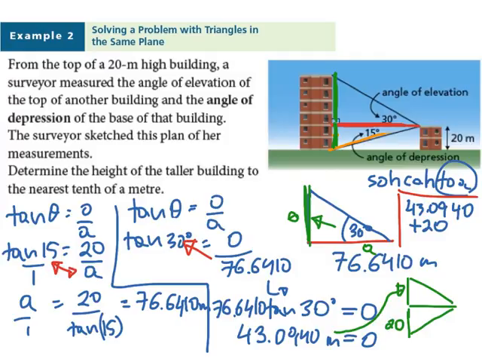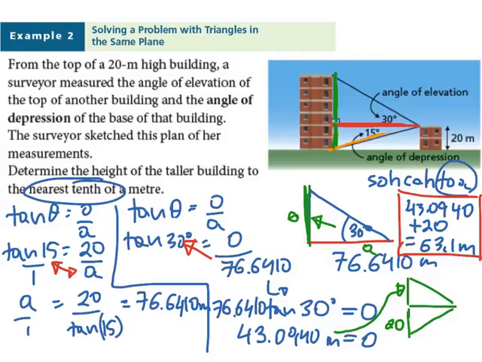Now this is where we round off to the nearest tenth of a meter: 63.1 meters. And this is your final answer, the final height of the building. So it's a three-step process in this case.